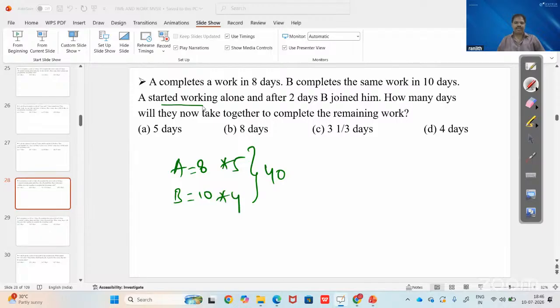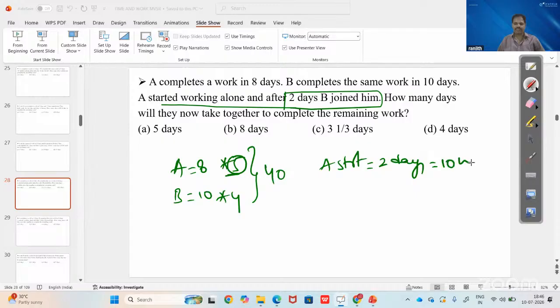A started working alone. After 2 days, B joined him. In the sense, A started for how many days? 2 days. What is the 1 day work of A? 5 units. Total 2 days equal to 10 units. So total work will be equal to 40. A already completed 10 units of work.